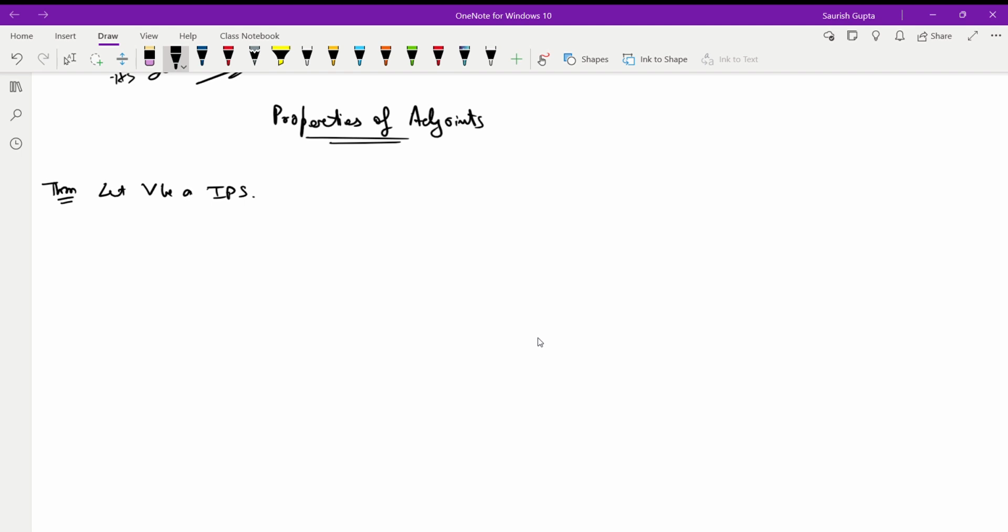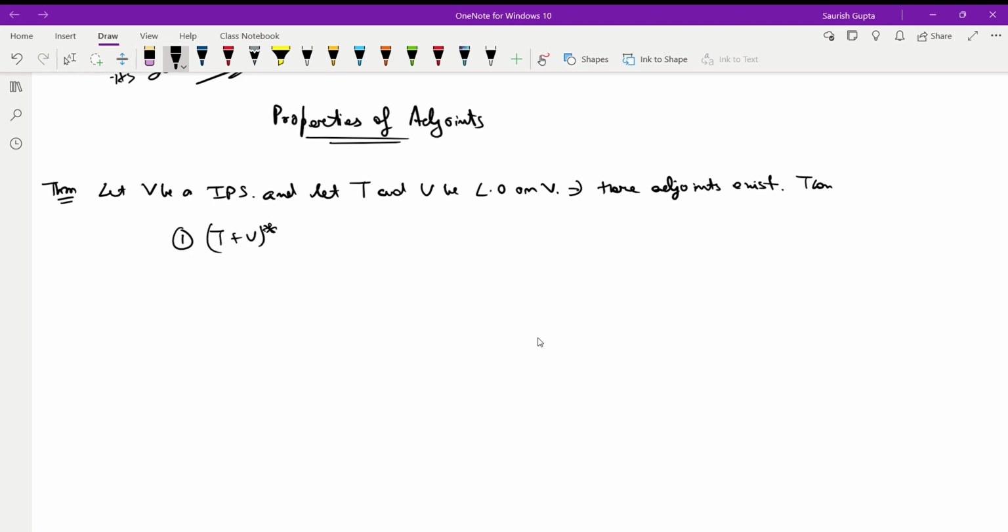So let V be an inner product space and let T and U be linear operators on V such that their adjoints exist. Then what we can say is that number one, the adjoint of their sum is the sum of their adjoints.